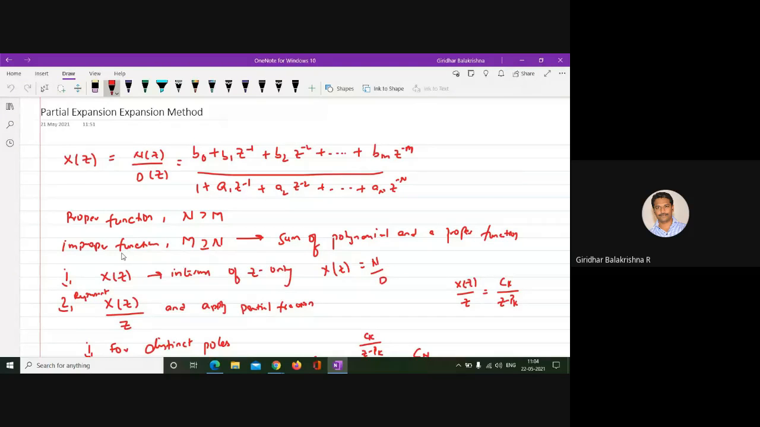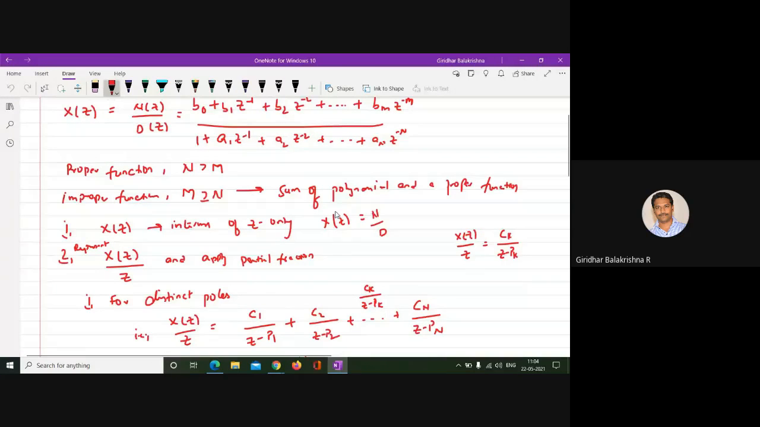To make this improper function a proper function, we need to divide the numerator by the denominator once, and we need to represent it as quotient plus remainder by divisor, which will be represented as the sum of a polynomial and a proper function.